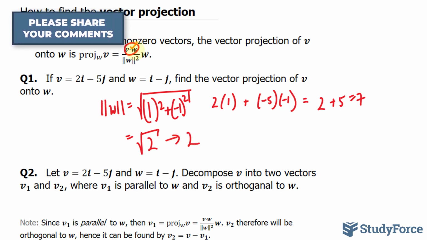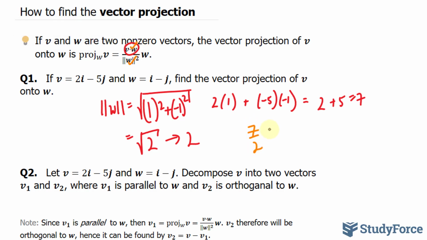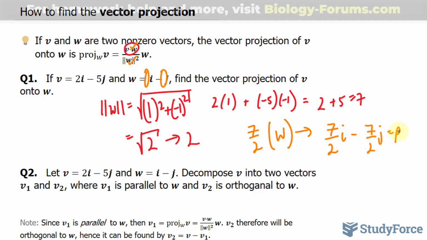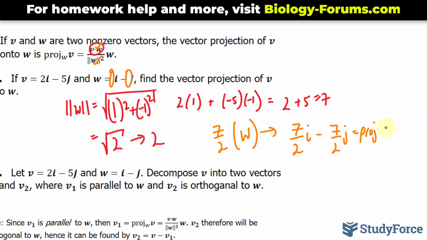So we found this part and this part. Let's go ahead and divide the two. We have 7 divided by 2 multiplied to vector w. Now to multiply a scalar by a vector, that's easy. You'll multiply this part and this part, both components, by 7 over 2. This leads us to 7 over 2i minus 7 over 2j. And that is equal to the projection of vector v onto w.